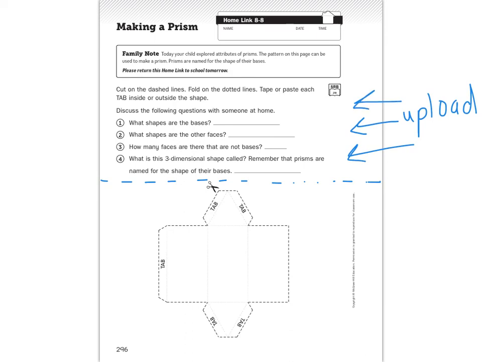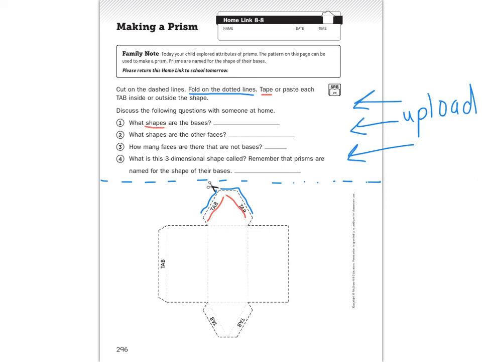So it says cut on the dashed lines, fold on the dotted lines. So you can see this is the dashed, and then the other ones right here, those are the fold lines. Be really careful because otherwise it can get a little frustrating. And it says tape or paste, I really recommend tape, each tab inside or outside the shape. And then you have to discuss the following questions.